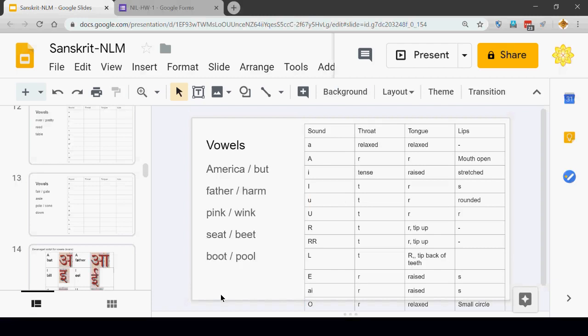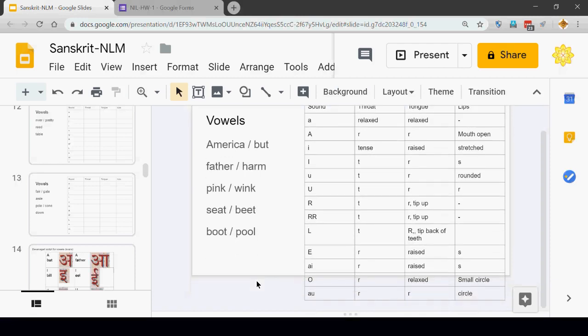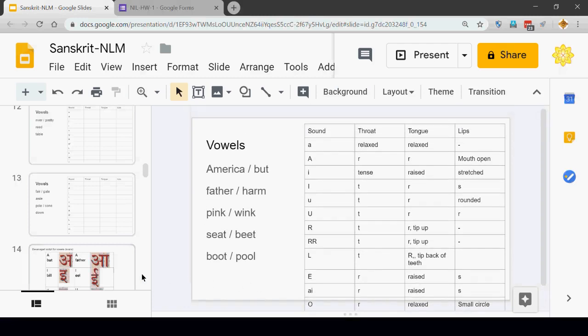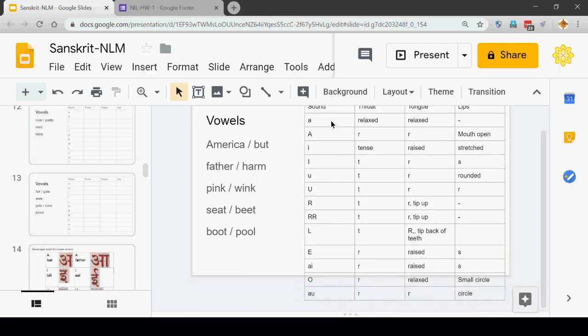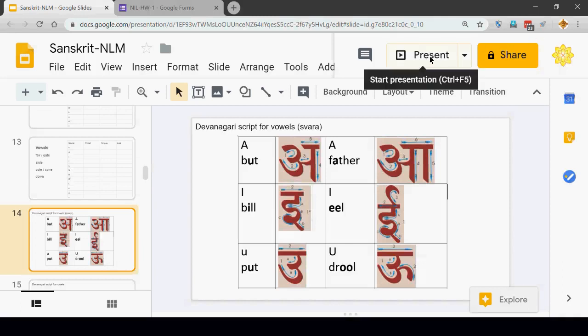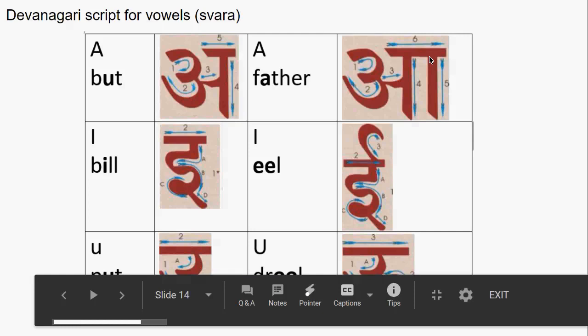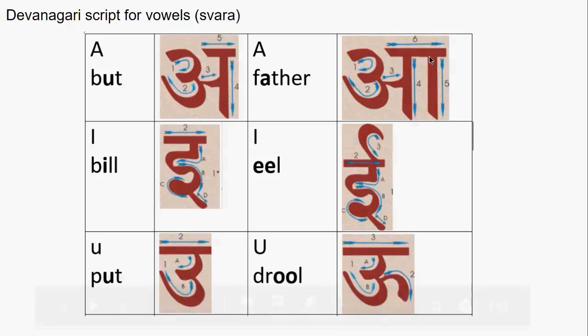Since we have now seen all these vowel sounds, and have tried for now to write them with our own symbols, I think it's time to look at the Devanagari script for these vowels. The first one, obviously the transliteration is incorrect; it should be lowercase a. The one we saw in America, the but sound, or umbrella, the first sound. Here it is in Devanagari script.